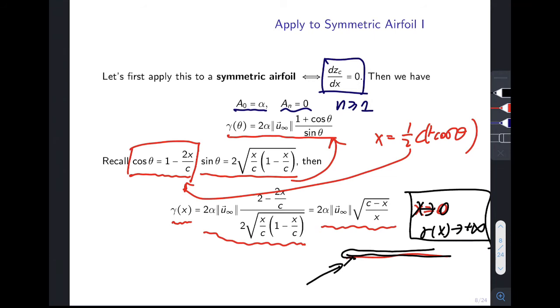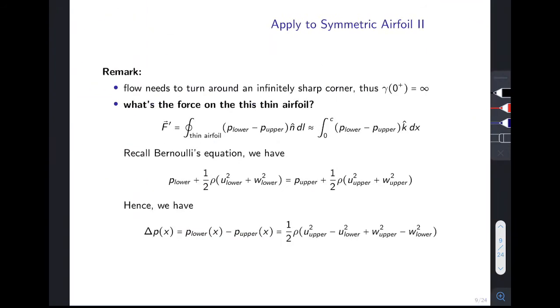Okay, because the fluid has to turn around really, really fast around this sharp leading edge. So of course I have just said right here the flow has to turn around an infinitely sharp leading edge. Okay, so what's the force on this thin airfoil?